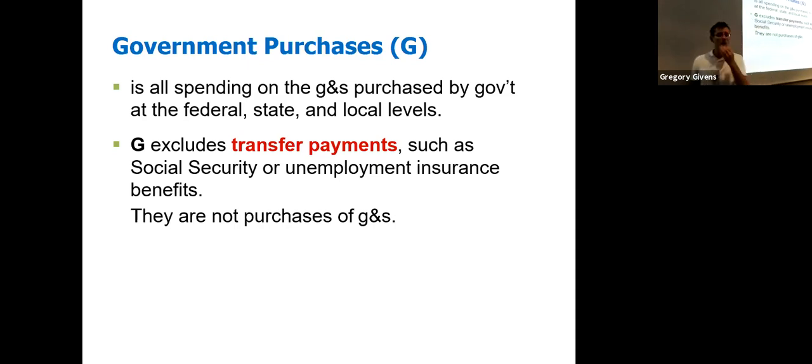Well, there's multiple components of the stimulus package. Some of those components are tax cuts, right? So that would not show up directly in GDP. But to the extent that you spend the extra disposable income on goods and services, that would affect GDP. Other parts of the stimulus program, however, would be the government buying goods directly. And so in that sense, G would go up.